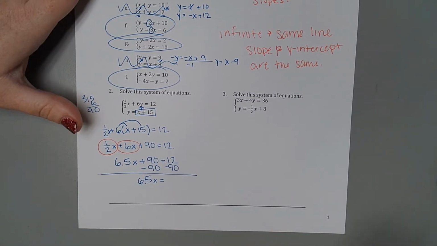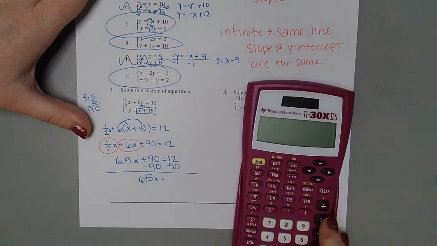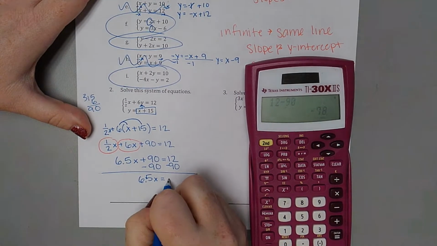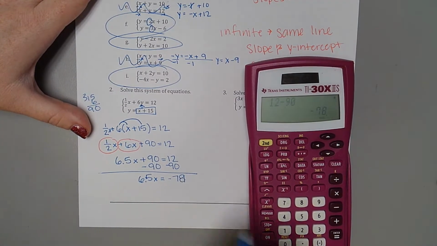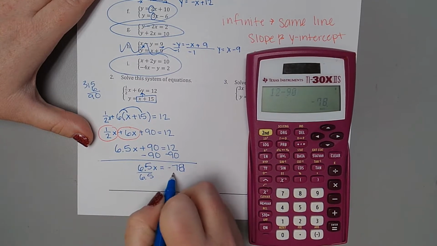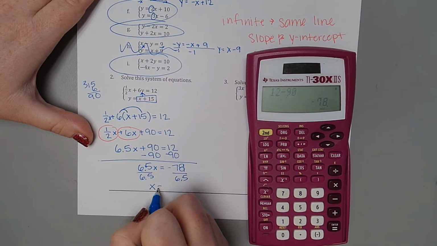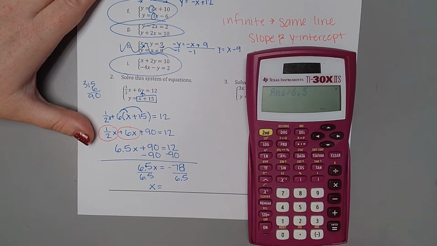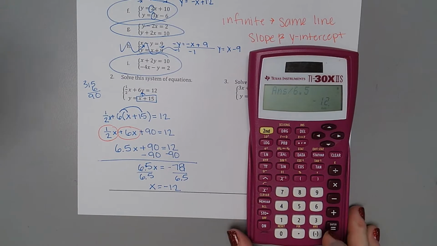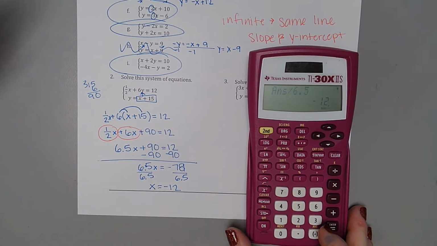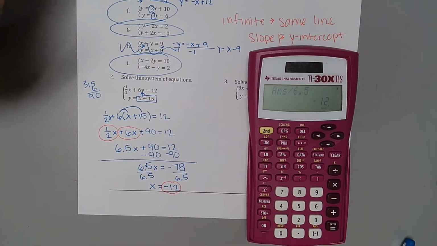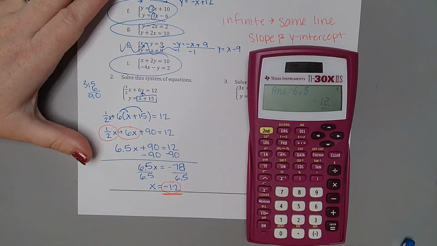6.5x now equals, that one I'm not 100% sure on, so let's see. 12 minus 90. 78. Negative 78. I need x by itself, meaning I need to divide by 6.5. So x equals negative 12. So I know what x equals. I need to figure out what does y equal. Well, to solve for y, we need to plug in what we know, still using substitution. So we know that x equals negative 12.